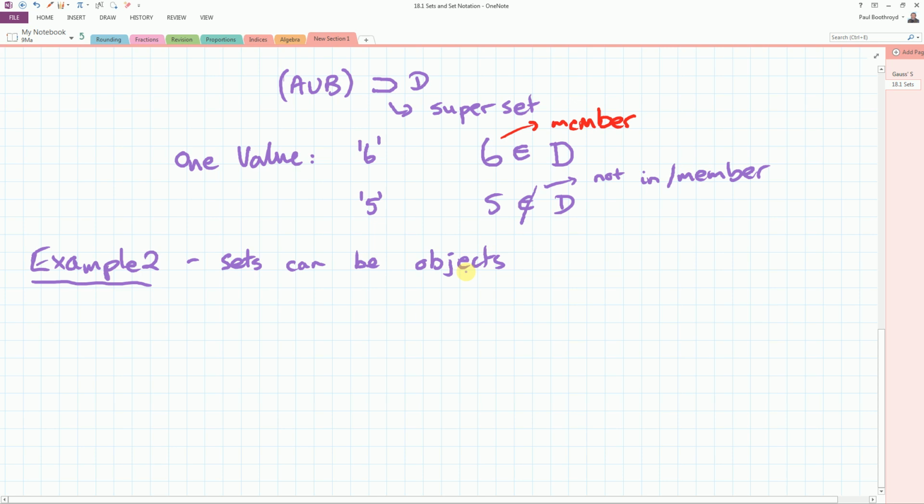We don't have to be just talking about numbers. So my universal set is defined as being the set of all polygons. So give me a shape that doesn't fit this requirement. First point, give me some things which are not members of the universal set.